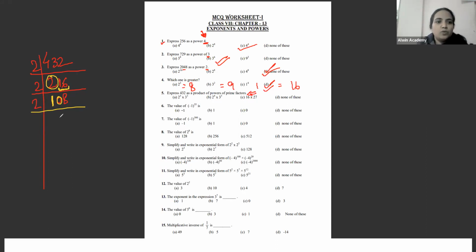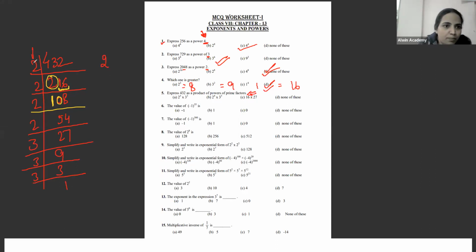Now dividing it by 2 again. This is 54. Again divided by 2, 27. Now this is not an even number. Divided by 3, 27 divided by 3 is 9. 9 divided by 3 is 3. And 3 divided by 3 is 1. So how can I present this now? 2 to the power 4 times 3 to the power 3. That's the final answer. Where is the answer? This is this B part.